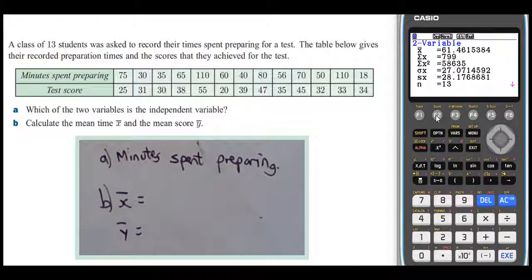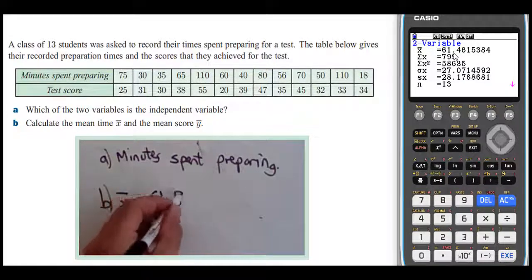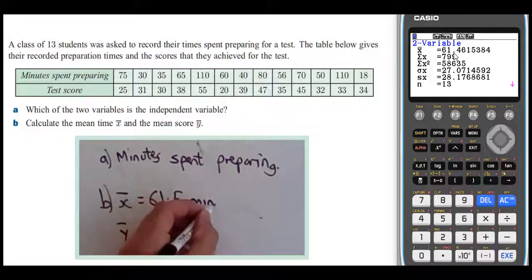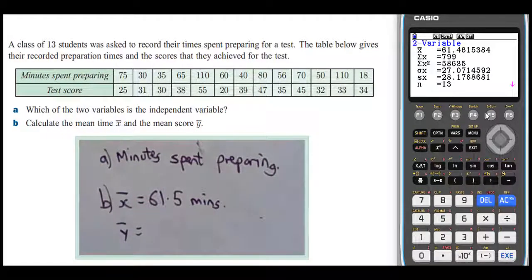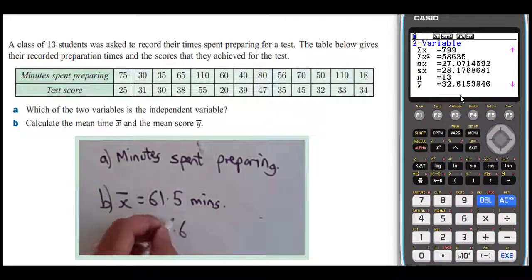So all I want right now is mean x and mean y. So the mean x there, it says 61.46. So to 3 significant figures, that's going to be 61.5. And I can give units, that's minutes, it's time spent preparing. Mean y is further down, so we'll just go down with the down arrow. Mean y, it says 32.61, so we'll say that's 32.6. And we're not sure about the units, it's either marks or percentages. I'm going to assume that it's marks because there would be very low percentages.